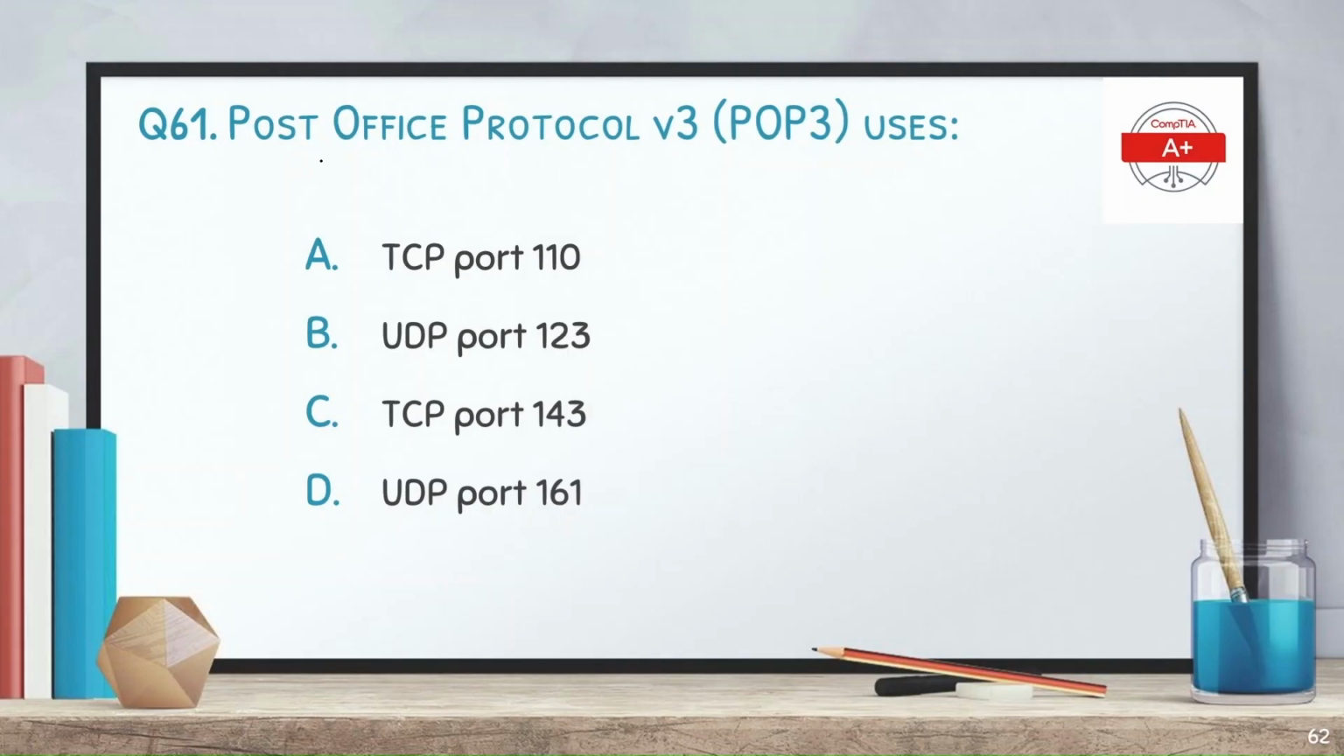Question number 61 is that Post Office Protocol version 3, or POP3, uses, and options are A. TCP port 110, B. UDP port 123, C. TCP port 143, and D. UDP port 161. And the correct option is TCP port 110.